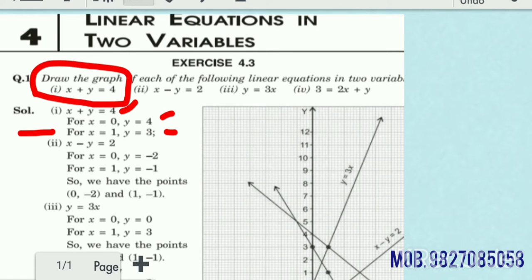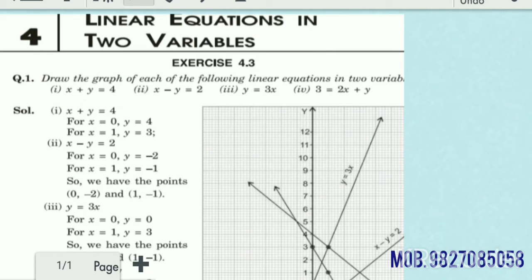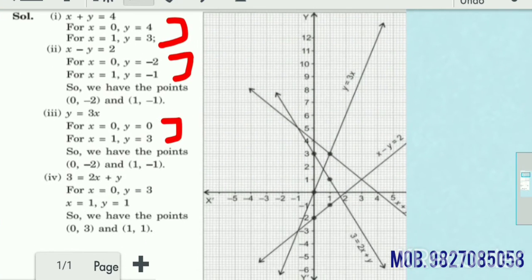Similarly, we solve equation number 2: put the value of x and get the value of y. Again, put x is equal to 1, then y is equal to minus 1. So we get 2 points, (0, minus 2) and (1, minus 1), and from the first, (0, 4) and (1, 3). Same as equation 3 and equation 4.